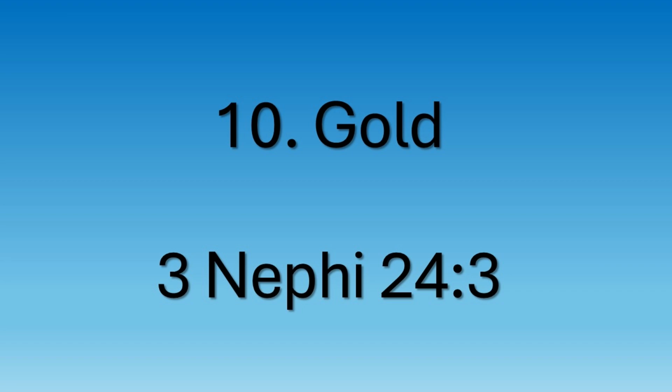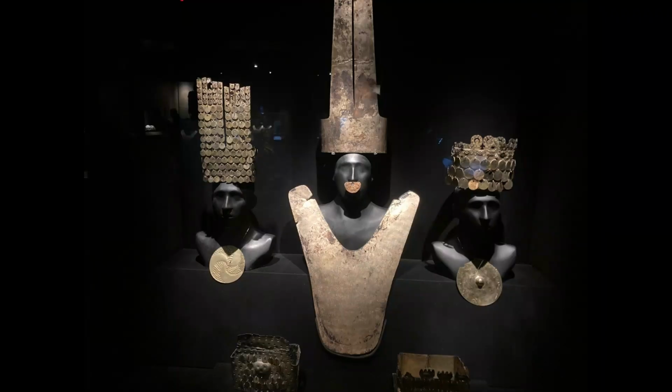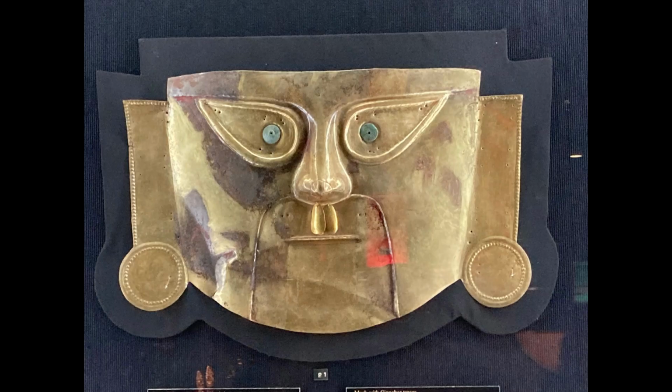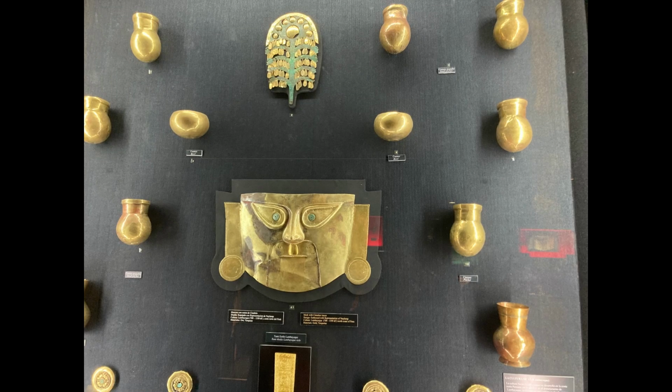Gold. When the Lord spoke of gold, it would have made perfect sense to the Peruvians. The Nephites had gold in abundance, and so did the ancient Peruvians. You cannot have gold plates without gold. There was no gold worked in the Heartland or Mesoamerica during the Book of Mormon times.